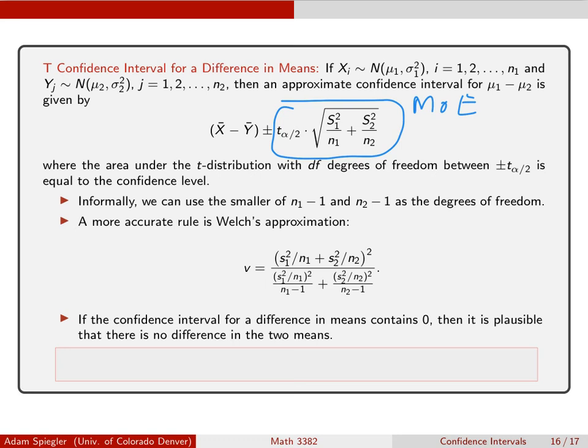If our confidence interval contains only positive values or only negative values, then that gives us a pretty good indication that there is a difference between these two population means.